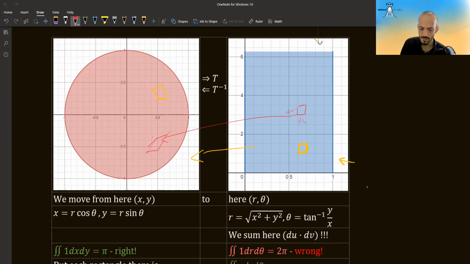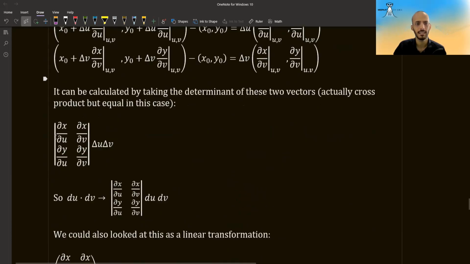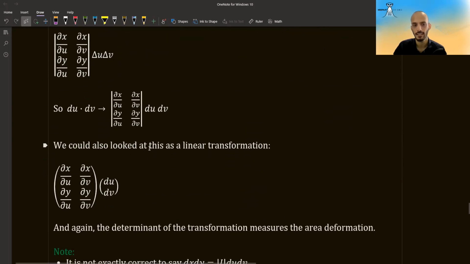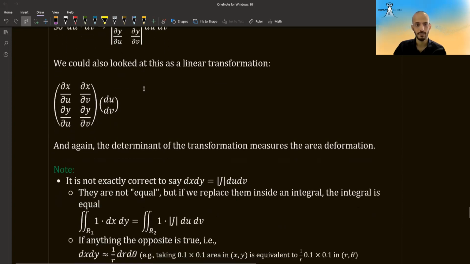Okay, and so it's equal to the deformation of this transformation, which is captured by the determinant of the matrix that we multiply. So if the matrix that we multiply is this thing, we just need to take the determinant of this to see how much it's actually changed. And so again, we get to the same result, which is that the Jacobian, the determinant of this partial derivative matrix times du dv, is the correction that we need to use.